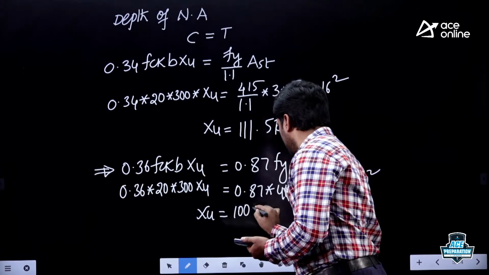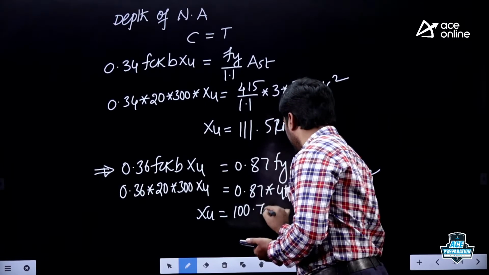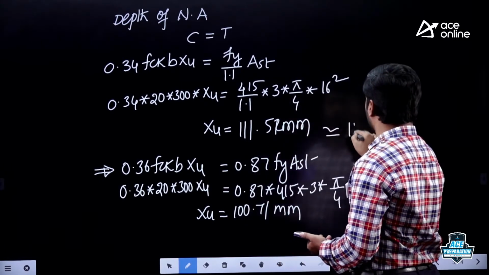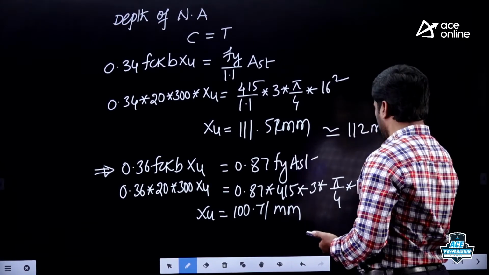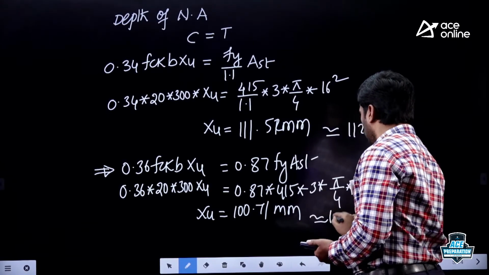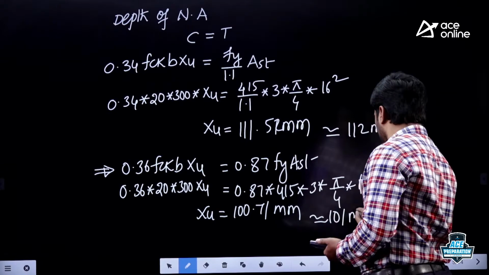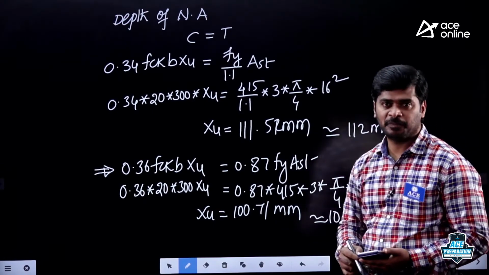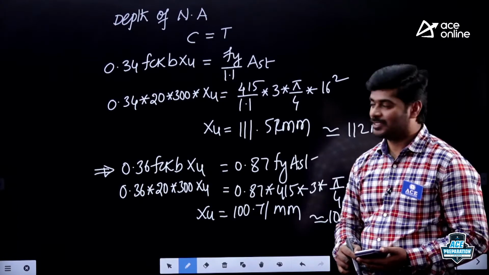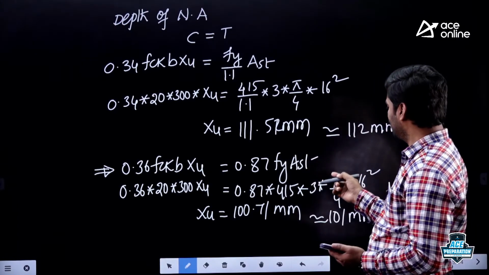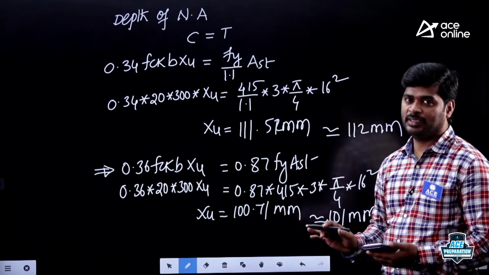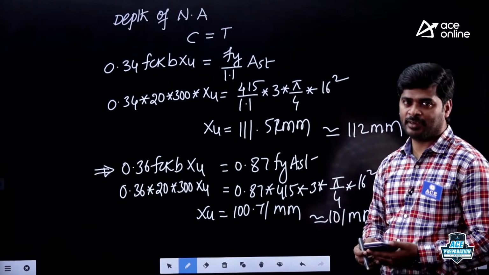See the difference, 100.79. For example, if you take, it is nearly 112 mm, and this value you can take as nearly 101 mm. Now the difference is there, right? 11 mm difference is there. Suppose if you don't modify, the difference will be 11 mm for this problem, right?